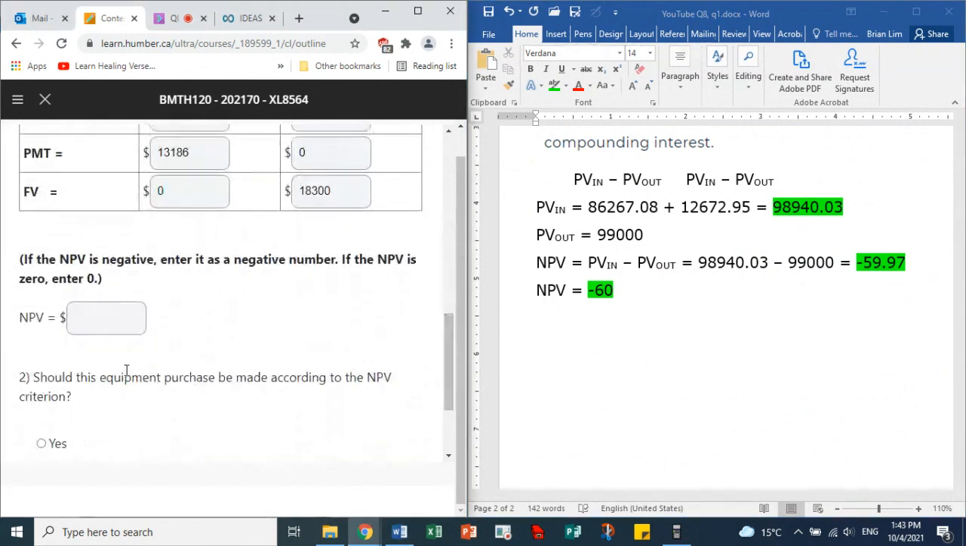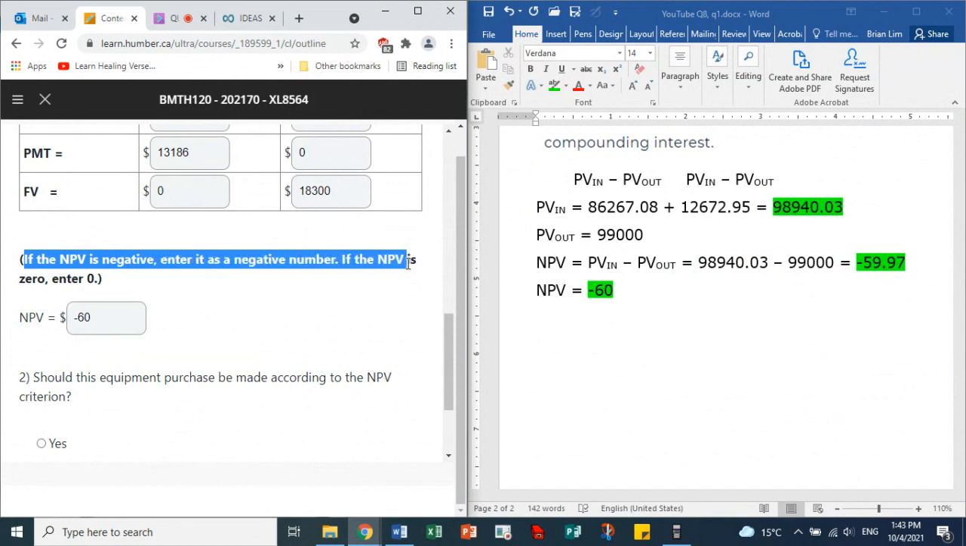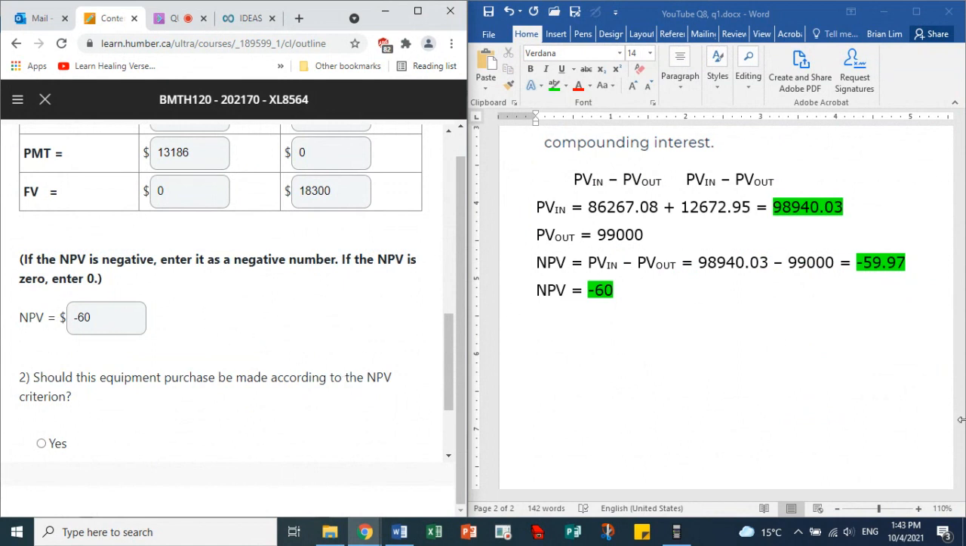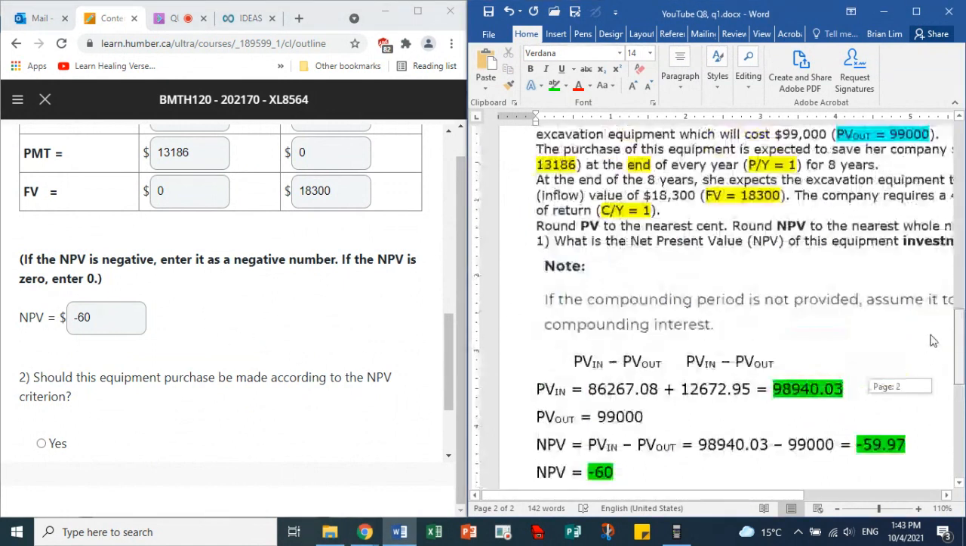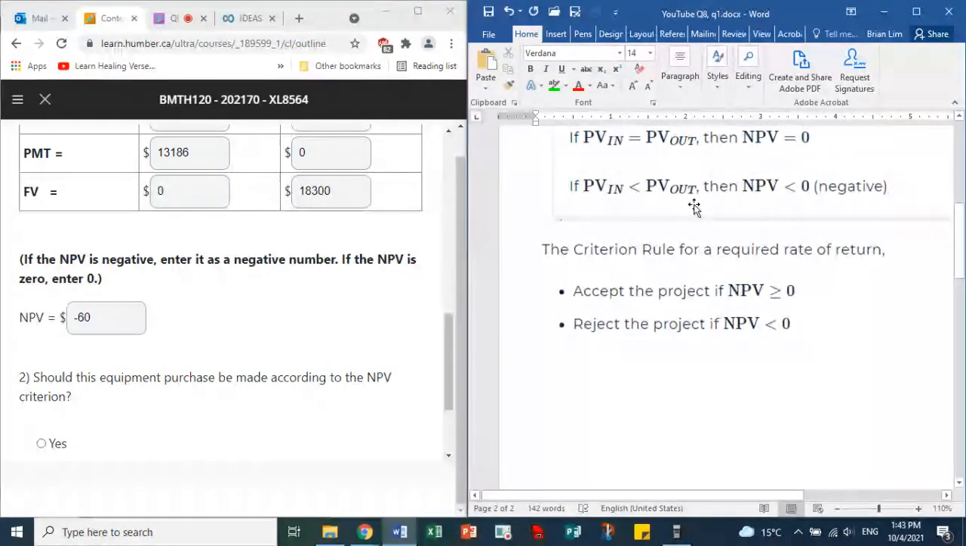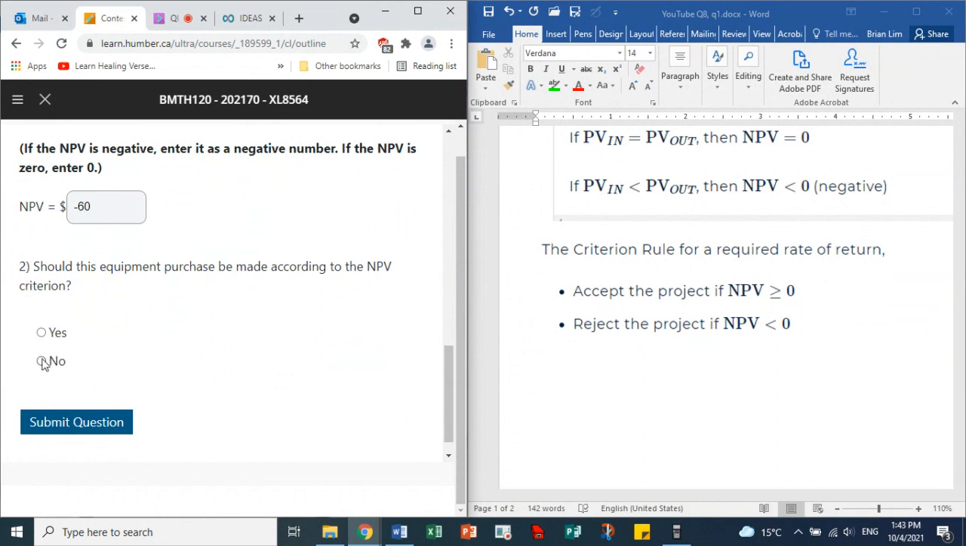So what do we put down here? Well, the net present value is negative 60. It says if the net present value is negative, enter it as a negative number. If it's 0, enter 0. Now should the equipment be purchased? Decision time. Here it is, the criterion rule for a required rate of return. If the net present value is negative, as it is here, then it is to reject. So should this equipment purchase be made according to the net present value criterion? The answer will be no, reject.